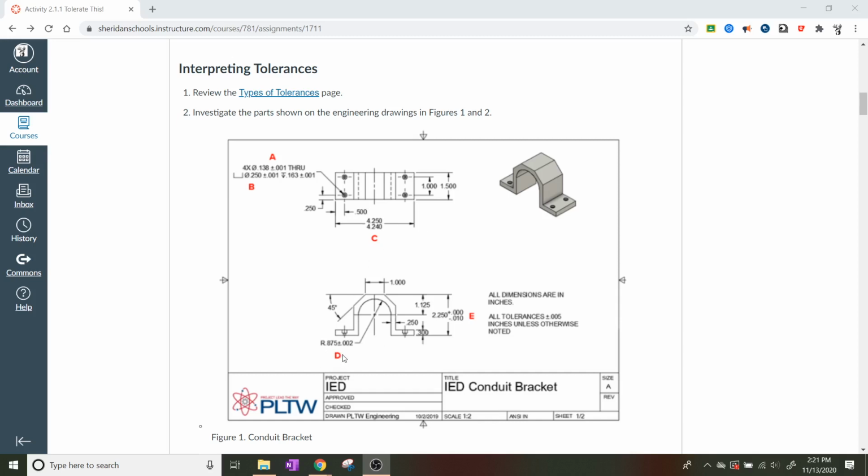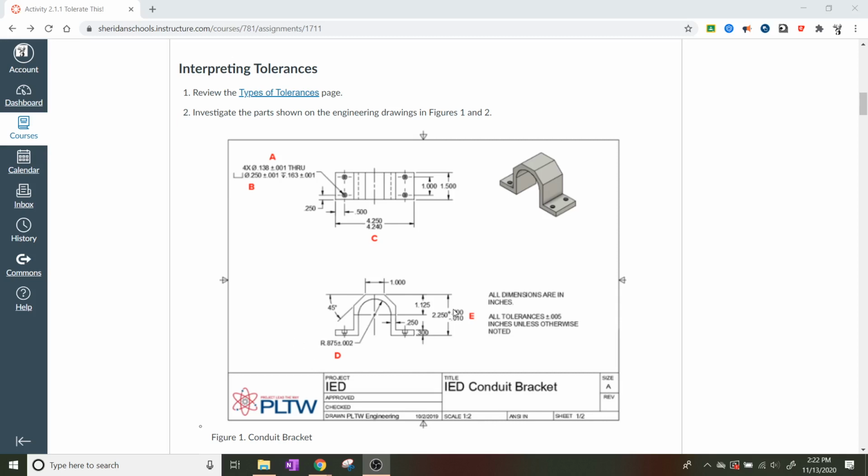Okay, and part D, let's take a look at that one. I see R.875 plus or minus 0.002. So R stands for Ralph. No, I'm kidding. It's radius. It's the radius value, and that radius is 0.875, but it actually allows a little bit of tolerance, a little bit of wiggle room in between. That's plus or minus 0.002. So that means we could go up 2 thou or we could also go down 2 thou, and that would be a bilateral tolerance.